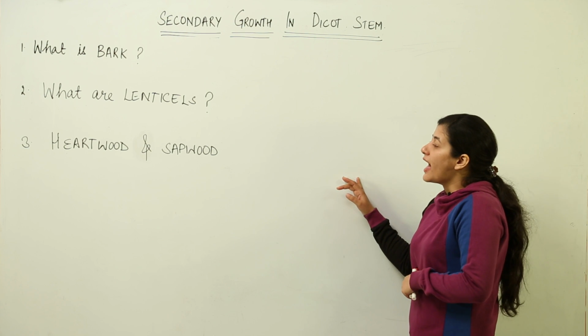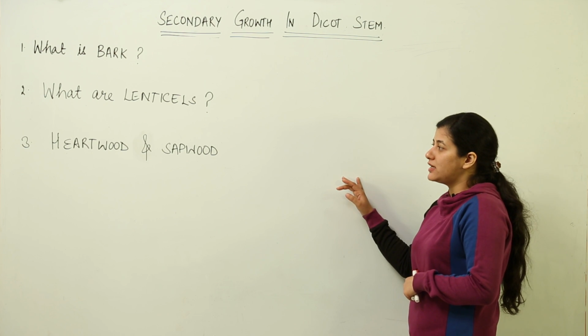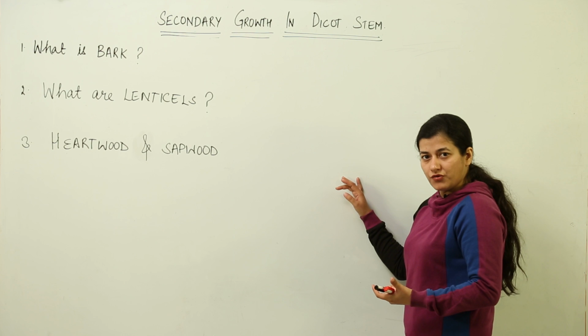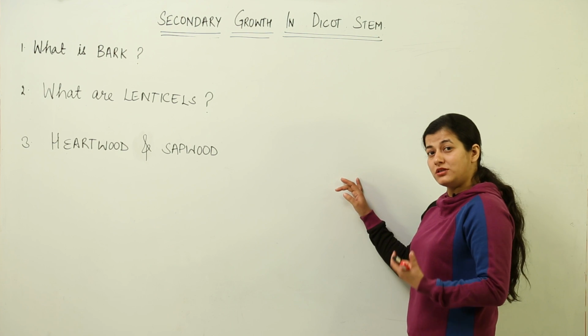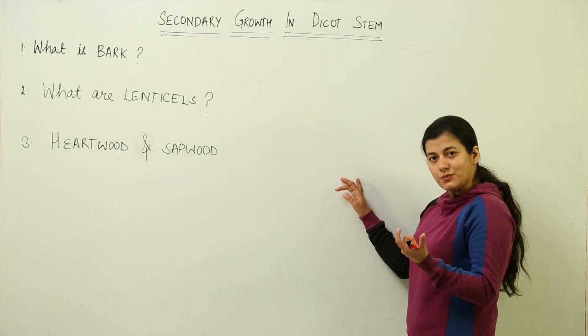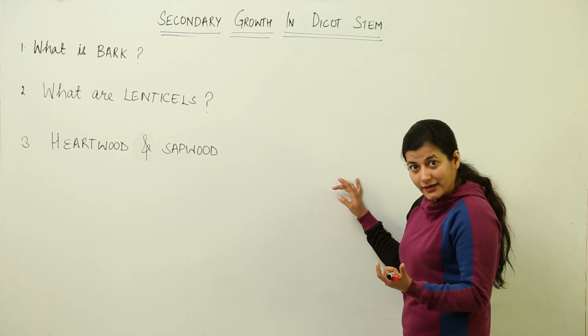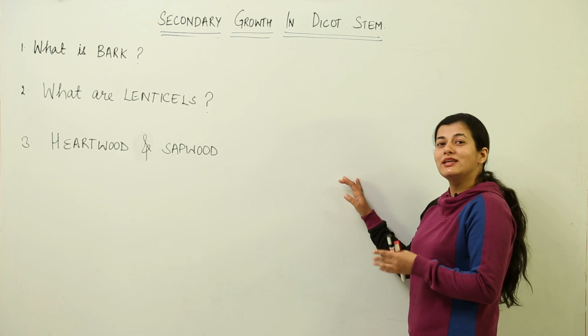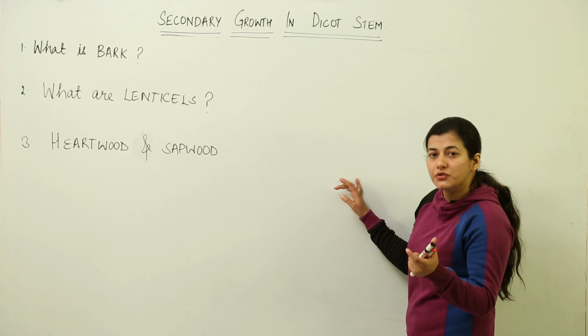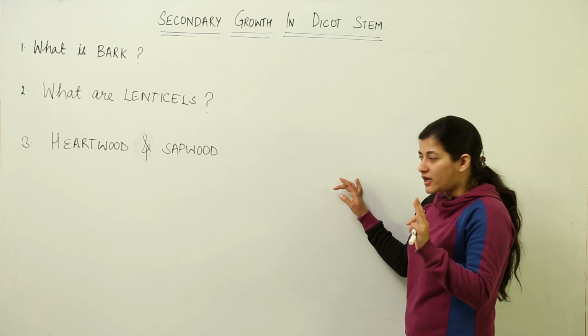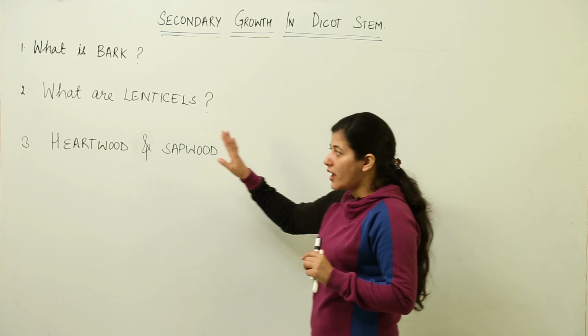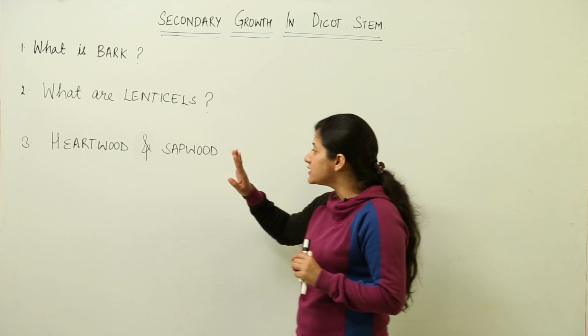And lastly, because we are dealing with secondary growth, in secondary growth the primary aspect was secondary xylem, and because I told you in the beginning that xylem is also known as wood, we are going to see the 2 types of woods that are present. One is heartwood and the other is sapwood.